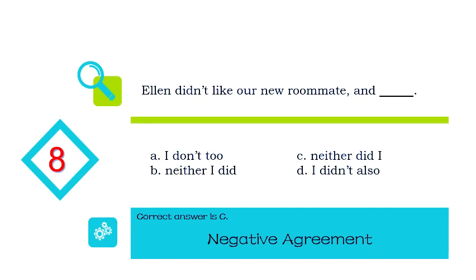So let's remove option A and option D. Therefore, we have options B and option C. But which one is correct? Neither I did or neither did I. Therefore, the correct answer is letter C. Neither did I. So Ellen didn't like our new roommate and neither did I.